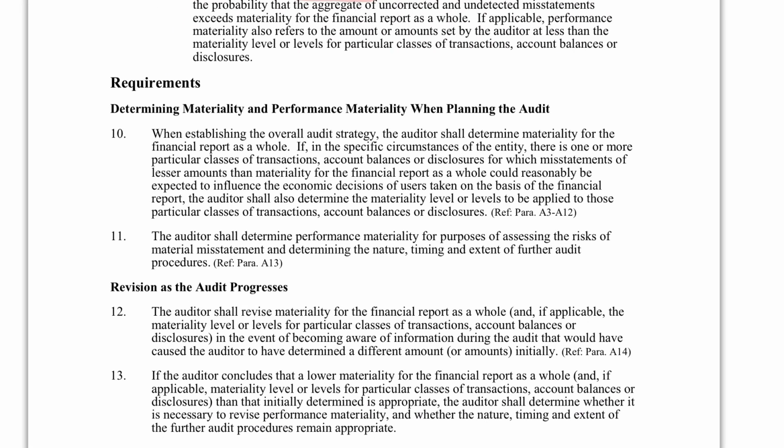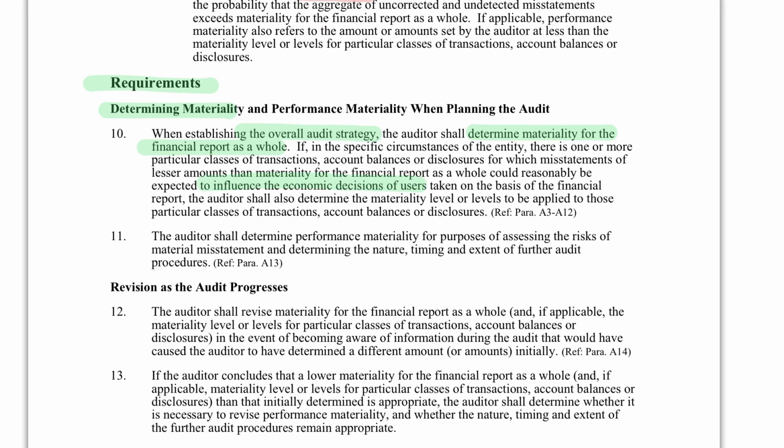So far that's just background information. Now we're going to get into the requirements. All right. So how do we actually calculate the materiality when I'm doing the audit? Well, when I'm doing the overall strategy, that initial planning phase, I need to calculate materiality for the financial report as a whole. So what does that mean? I'm thinking about an overall impact on the balance sheet or the income statement, an amount that's going to be important, that is going to influence the economic decisions of users.